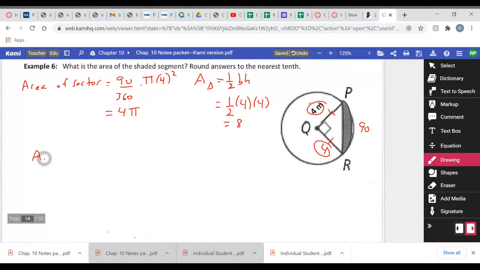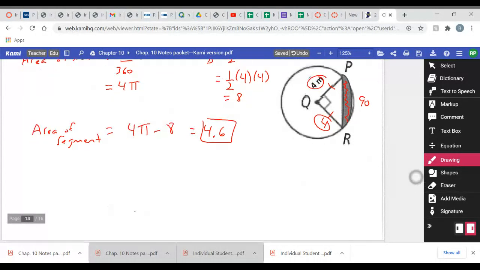So now I'm ready to find the area of the segment by saying 4 pi minus 8. Again, area of the sector is the bigger one, so I need that first, and then I'm subtracting away from it the area of the triangle that's not shaded, so I'm left with this little sliver right here. I plugged in the calculator 4 pi equals, and then minus 8. And in that case, I end up with, rounded to the nearest tenth, 4.6. So plug that in the calculator to make sure you get that.